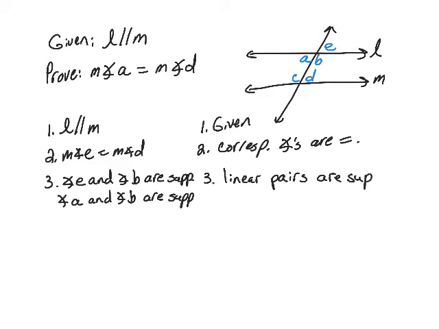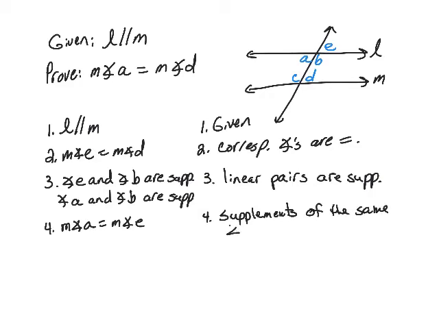Either way. Okay. All right, so in our last lesson we learned that if two angles are supplementary to the same angle, then they are equal to each other. So this is where I can use that. I can now say that the measure of angle A is equal to the measure of angle E. Supplements of the same angle are equal. And I can do all that abbreviating, okay?